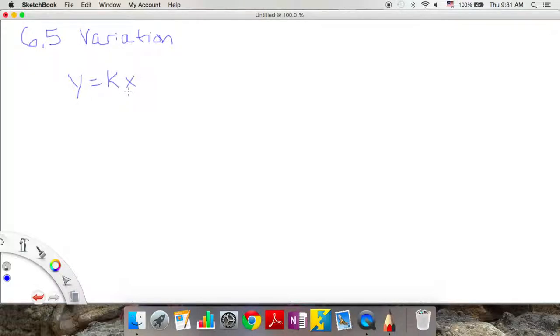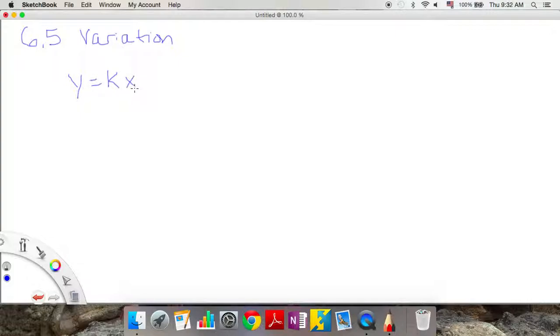This is a direct type of variation, and we say y varies directly with x. k is a constant of variation. It's like the slope of the line, and it tells us that y is always a multiple of x. So that's direct variation because y is always a multiple of x.